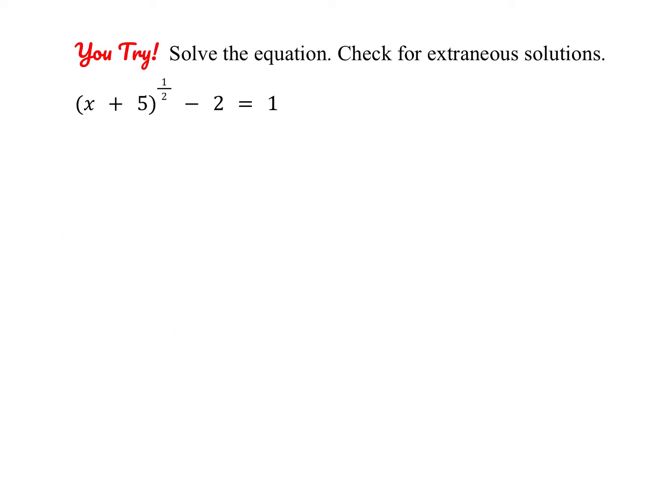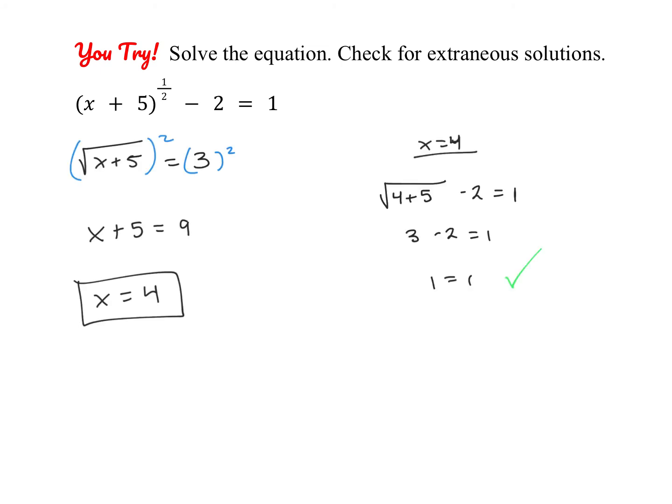All right, go ahead and pause the video and give this one a try on your own. All right, go ahead and check your answer here. Do make sure that you have checked to make sure that your solution is not extraneous, and our answer should be x equals 4.